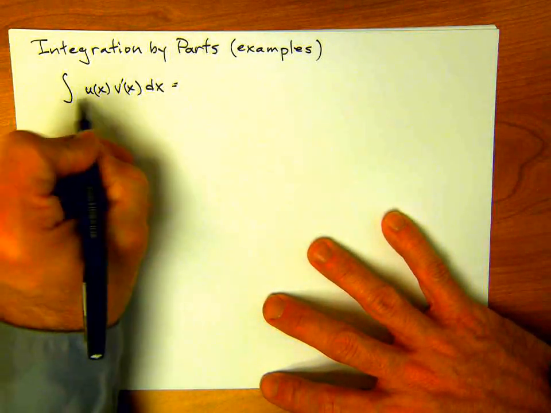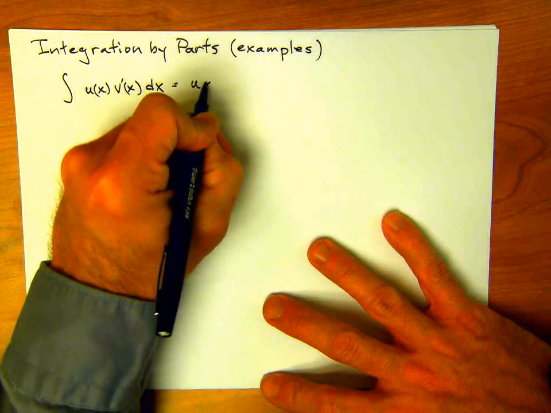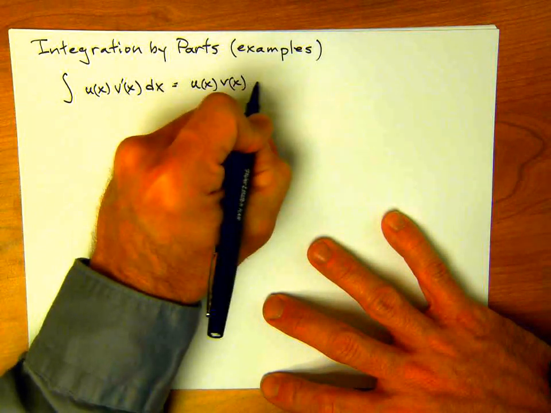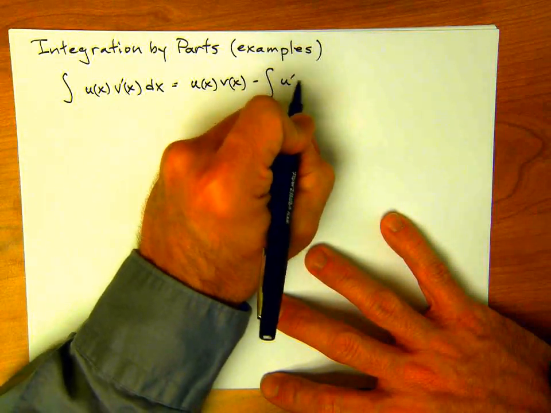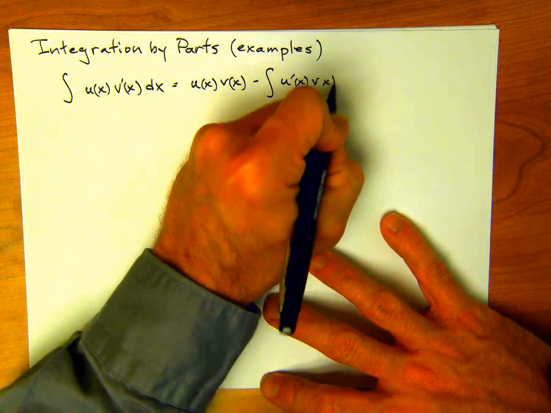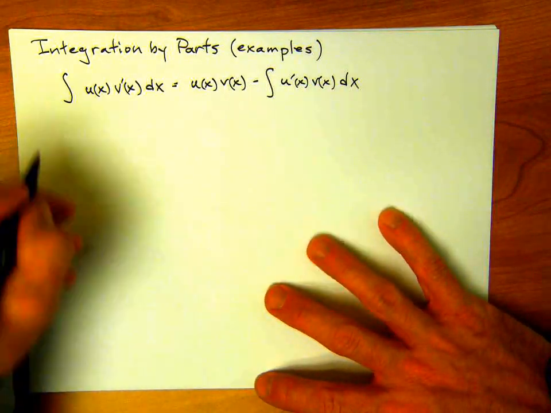Then the way to find that antiderivative, if we work the product rule in reverse, is u of x times v of x minus the integral of u prime v. Okay, so here's another example.